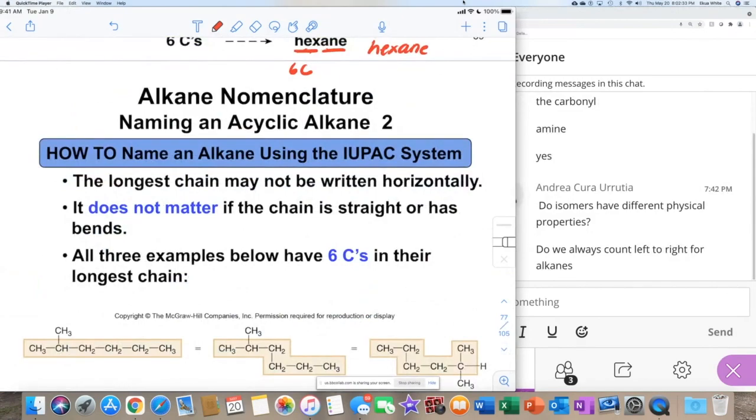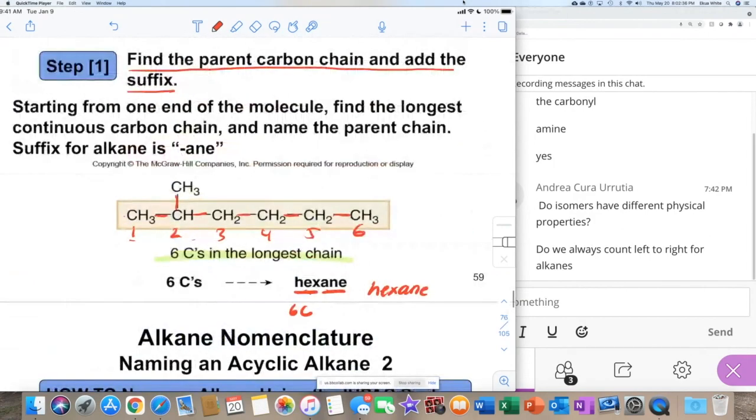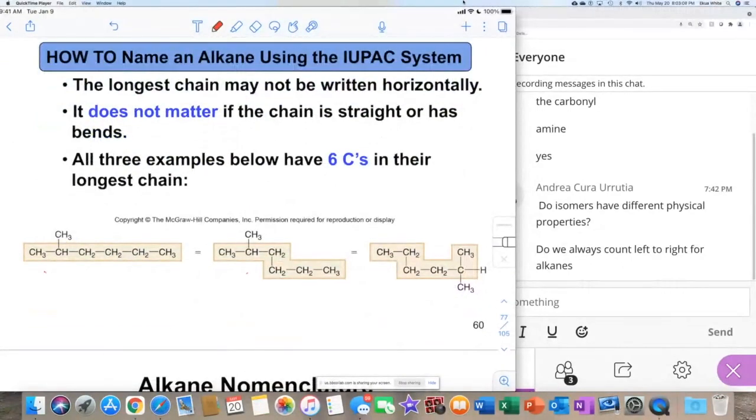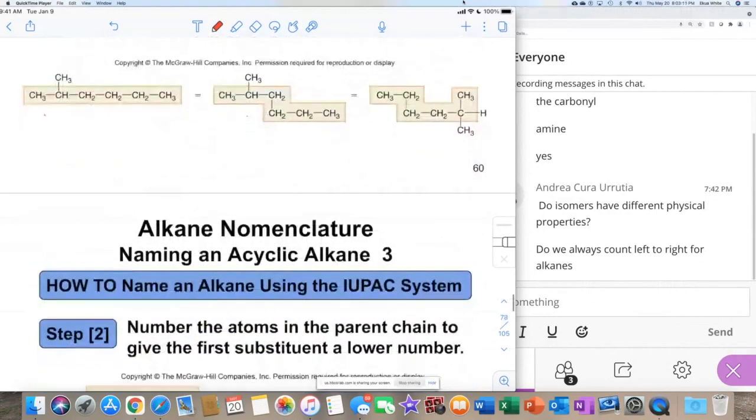Good question. We're starting from the left because the side group is on the left. We tend to start from the side that's busy. This side on the left has a side group, so we prefer the side that has the side group, if that makes sense. As we work on other chapters, you see the same thing. So the side that's busy is where we start counting: 1, 2, 3, 4, 5, 6. They're telling you the longest chain can come in different forms, so I'm going to skip this for right now and keep going.